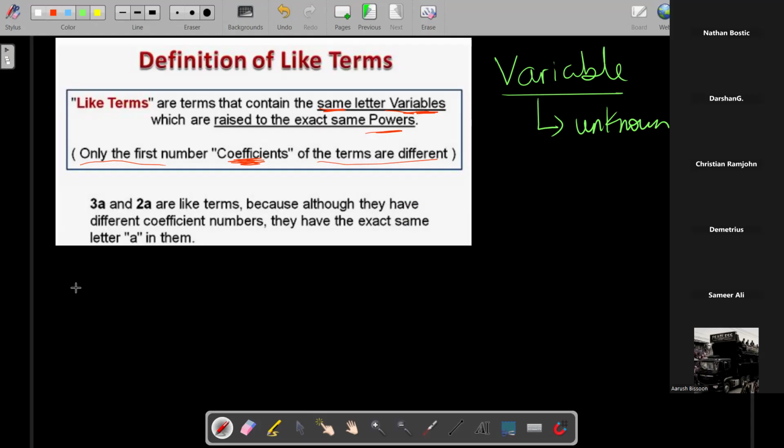So let me give one example. We have 3x here, 5x, minus 7x, and 2x. Are these like terms here, Colin?